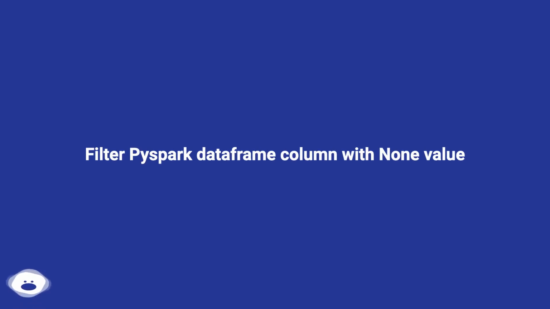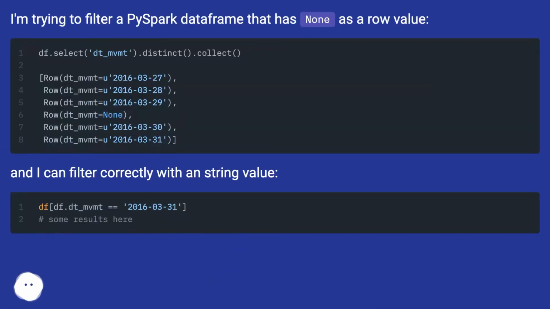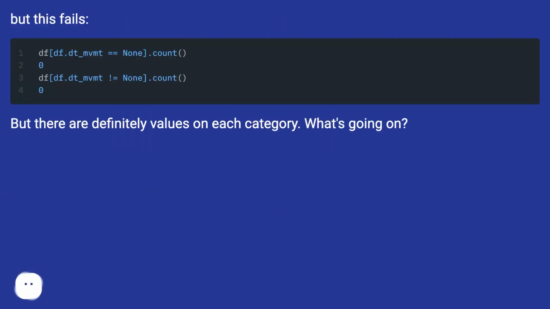Filter PySpark DataFrame column with None value. I'm trying to filter a PySpark DataFrame that has None as a row value. And I can filter correctly with a string value. But this fails. But there are definitely values in each category. What's going on?